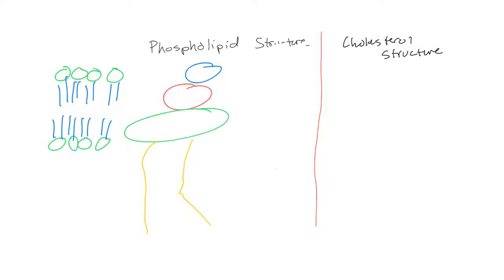Cholesterol has a similar structure, not as pronounced as the phospholipids, but similar. It has a little OH on it. And I'm not going to draw this to scale, but it has a ring structure. And then it has a hydrocarbon tail. Okay, so those are our 3 parts.